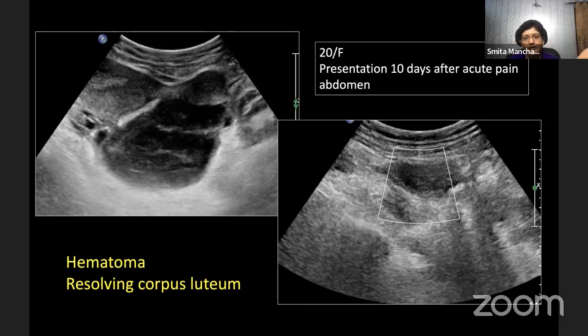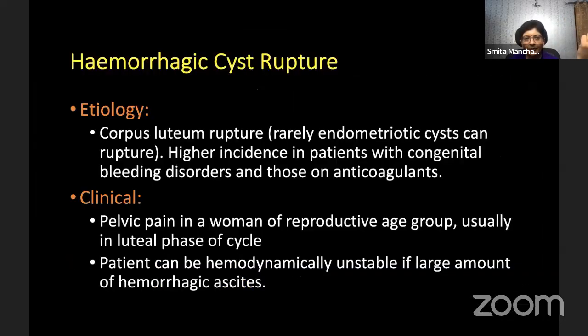She had a rupture at that time. It formed a hematoma, but thankfully it settled by itself. And now, with time, this hematoma will also resolve. So this is the corpus luteum rupture, typically in women of reproductive age group, in the luteal phase of the cycle, so usually after the 14th day. So the pain is typically within this secretory cycle.